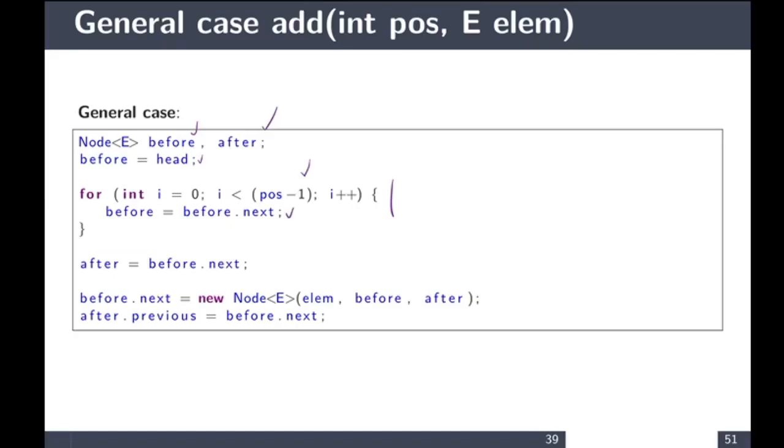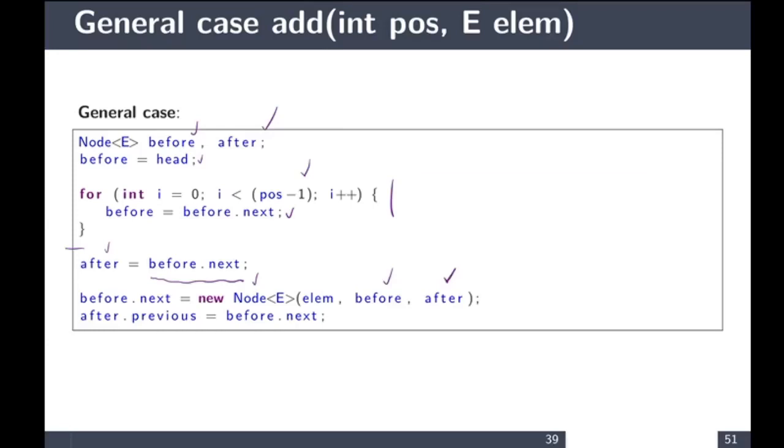Each time I'm moving before forward. So before is the node before the insertion point. After the loop, after will be pointing at before.next. What's after? It's the one that follows the node before. When I'm creating the node, its variable previous will be pointing at before, and its variable next will be pointing at the node after.